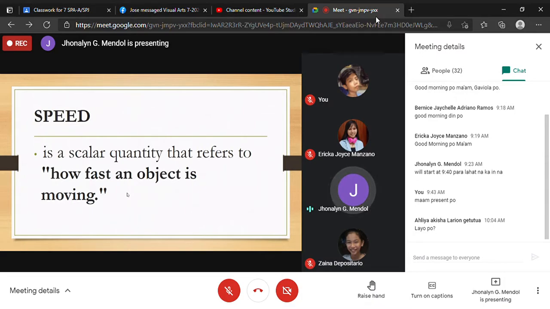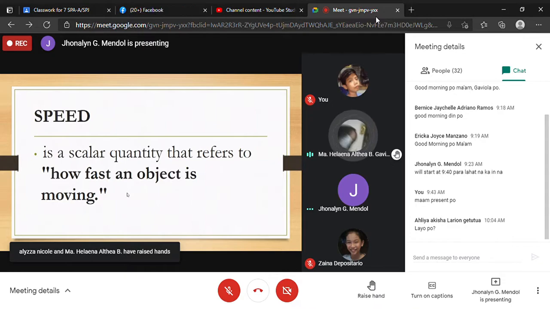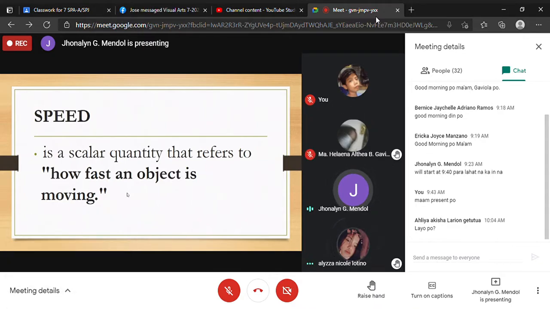Can you give me an example of speed? Anyone? Ma'am Lutino po. Eliza Nicole Lutino. 60 kilometers po. 60 kilometers per hour. Okay, well, because when I say 60 kilometers, that is only a distance. But when I say 60 kilometers per hour, per minute, per second, that is probably your speed. Is it clear? Yes po, ma'am.